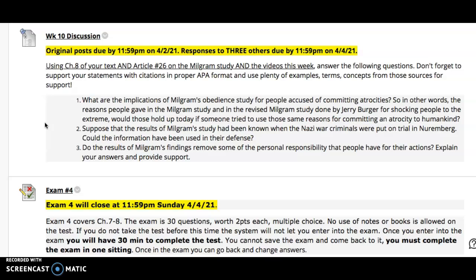If people had known back then about Milgram's study and the effects of obedience to authority, would it have changed anything? Could the information have been used in their defense? What do you think? And do the results of Milgram's findings remove some of the personal responsibility that people have for their actions? Do you think that that's okay? Explain your answers and provide support.